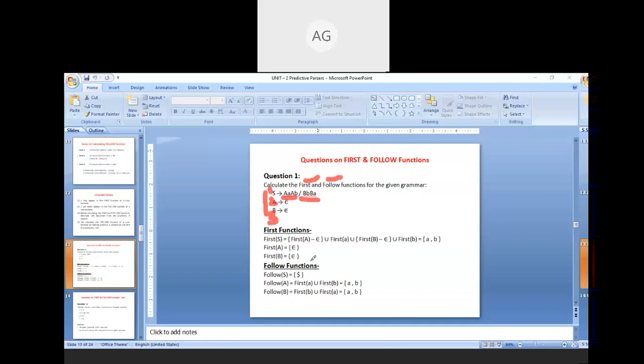You can see in this question, there are three non-terminals, S, A, and B. So for the first function, we need to calculate the first of each. Once we calculate the first of S, meaning the first of the starting symbol S, as you can see S produces A, A and B.